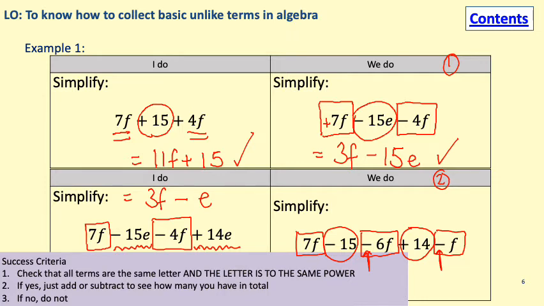So let's look at our rectangles. We've got 7f minus 6f, which would leave us with 1f. We've got 1f take away f, so we're going to end up with 0f. And then we also have negative 15 plus 14. So that's going to be negative 1. So altogether, 0 times f will cancel it out. So our answer is just negative 1. Give yourselves the mark if you got that right.